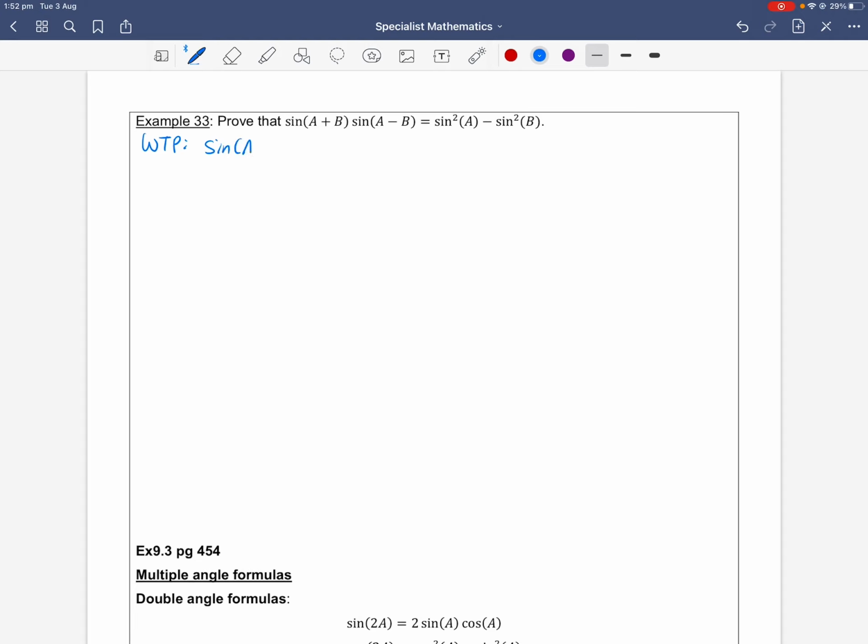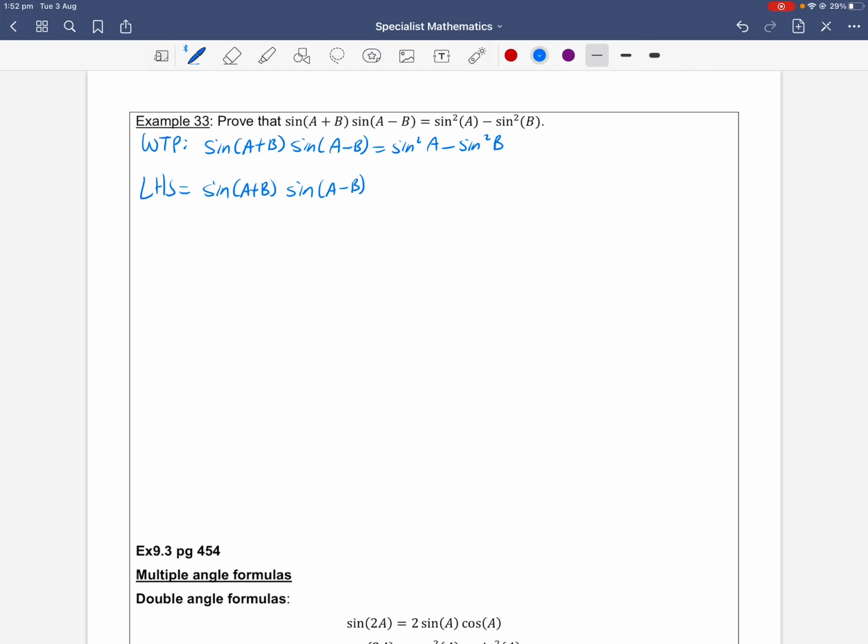So WTP, we want to prove that sine of a plus b times sine of a minus b equals sine squared a minus sine squared b. So remember, when we're trying to prove things, we want to work with left-hand side and right-hand side separately, not smush them together. So let's work with our left-hand side. So left-hand side is sine of a plus b times sine of a minus b.